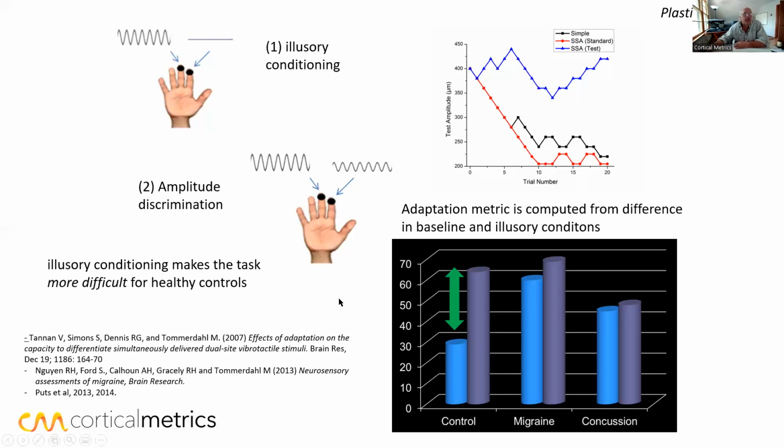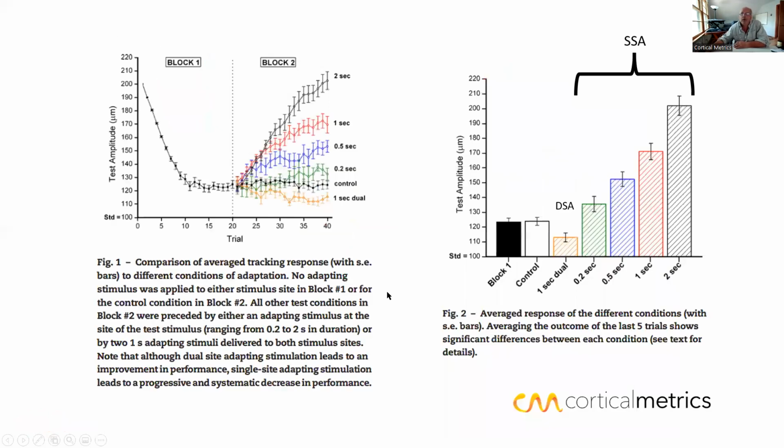So let's take another look. Just being a nerd, I'll show you some of the science that backs this up. Again, this is tracking for amplitude discrimination. This is the average of a lot of subjects, continuing tracking, doing the amplitude discrimination test without any single site adaptation. The values for control are pretty solid. Now let's do a 200 millisecond single site adaptation. That's about the same size as that larger stimulus.